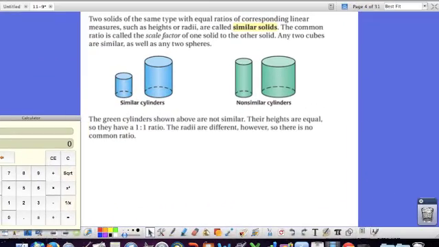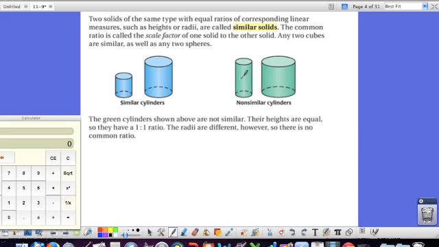So now we get into the heart of the lesson, even though the warm-up took a little bit longer than normal because we dealt with the surface area of cones. Two solids of the same type with equal ratios of corresponding linear measures, such as height or radii, are called similar solids. So basically we've dealt with similarity here before. There's going to be a common scale factor, a common ratio. The common ratio is called the scale factor of one solid to another. Any two cubes are similar, as well as any two spheres.